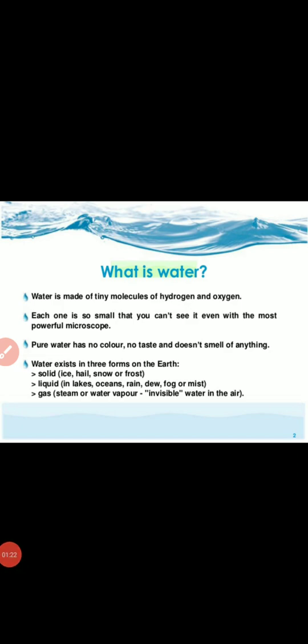Then water exists in three forms on the earth, that is solid, liquid, and gaseous. For solid we have ice, hail, snow, or frost. In liquid form it comes in lakes, oceans, rain, dew, fog, or mist. And from gas we get steam or water vapor, invisible water in the air, that is known as water vapor. So this is all about water.